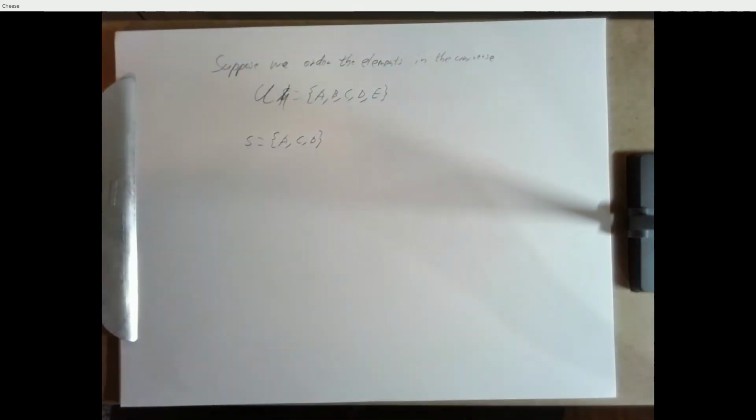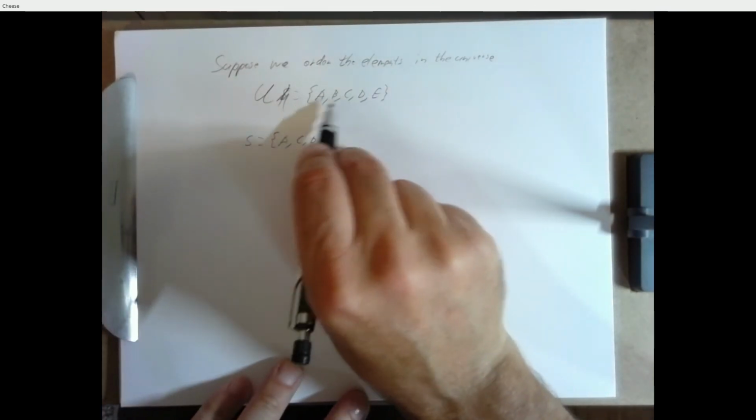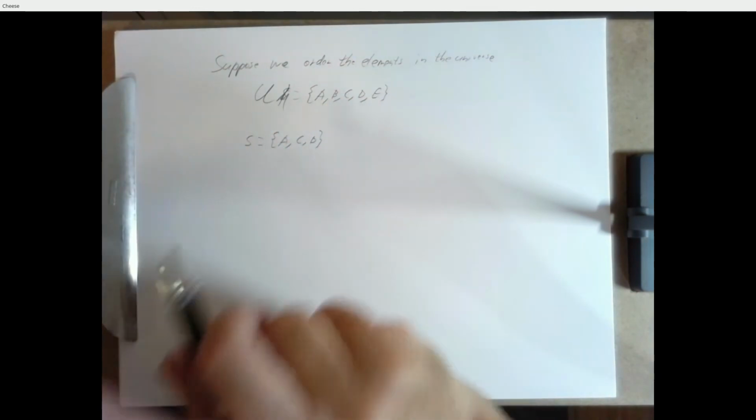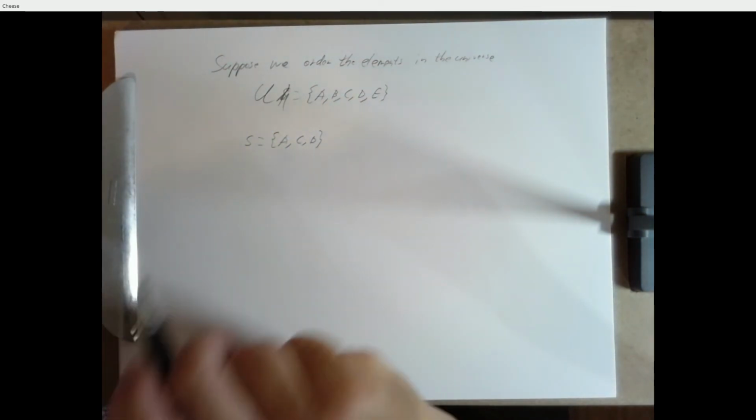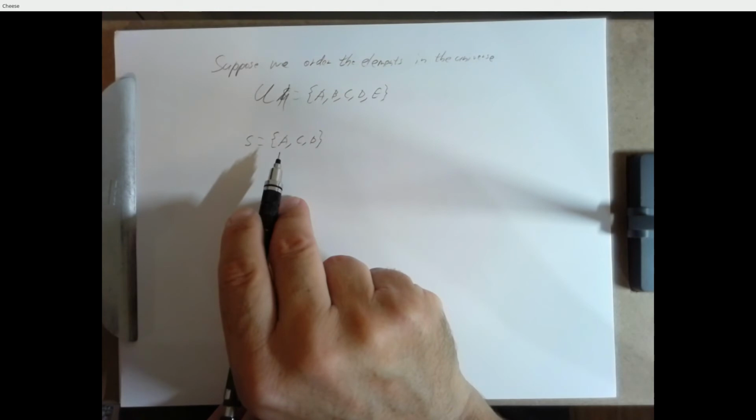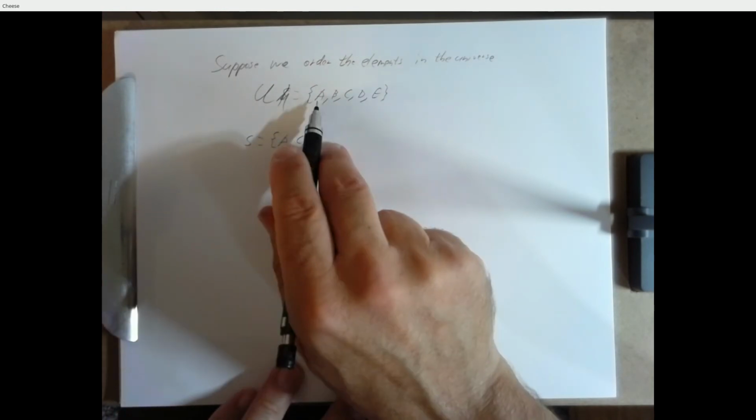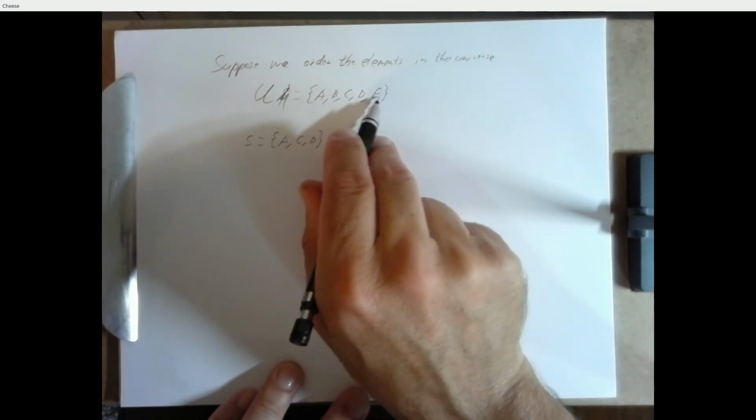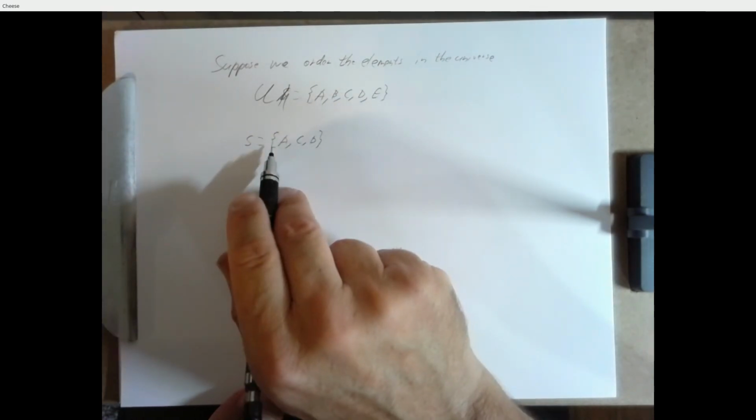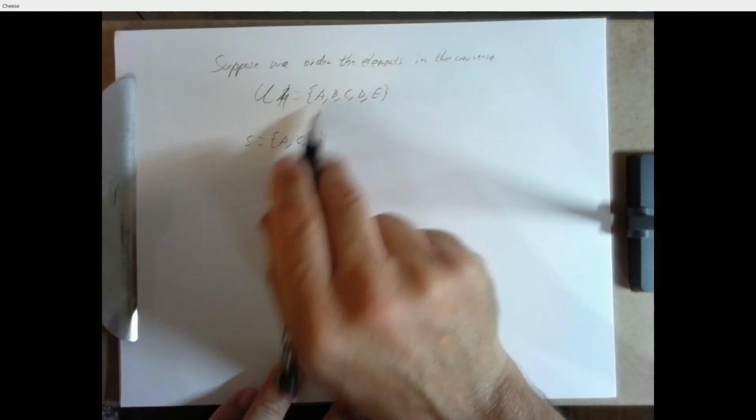Well, here's what we can do. If we keep this ordering of elements in mind, we can write a 5-bit number associated with this set. And how do we do this? We write down a 0 for each of these elements if this element is not in our set, and we write down a 1 if this element is in our set.